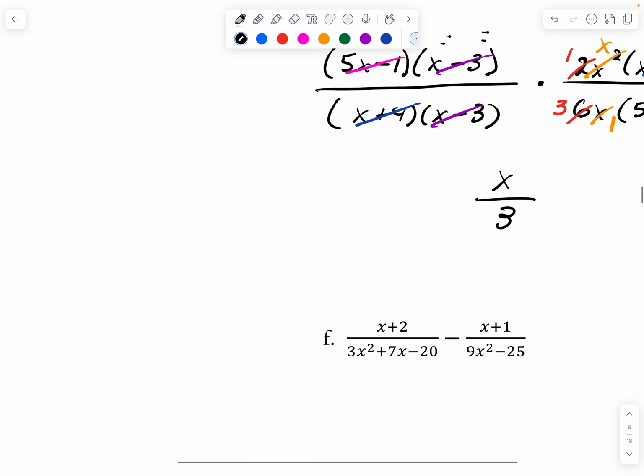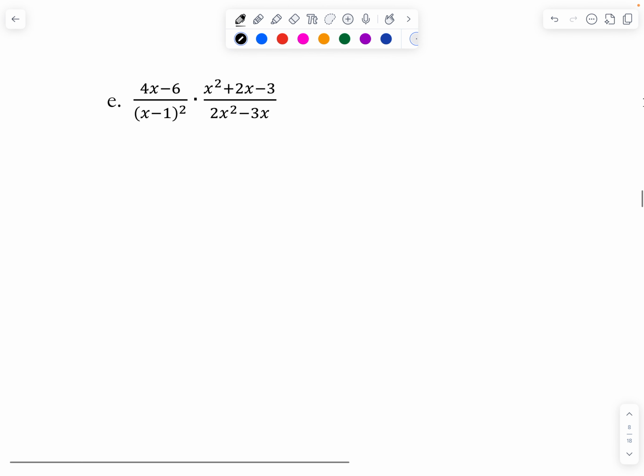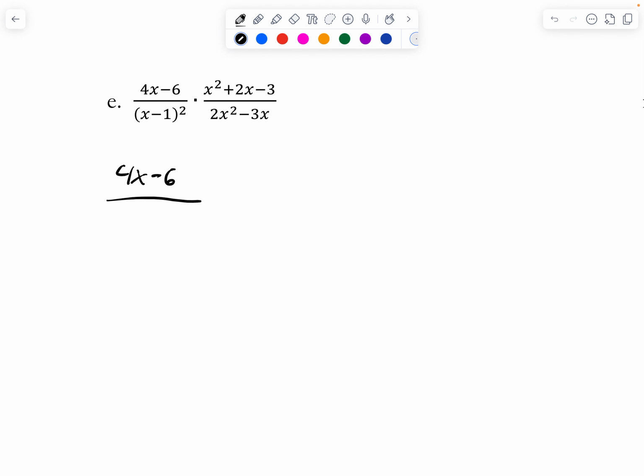All right, let's do one more here. Okay, so we have 4x minus 6 over, actually this is multiplication, so let's go ahead and just start factoring. I don't need to rewrite it. So I can take out a 2, 2x minus 3. The x minus 1 squared cannot factor any more.